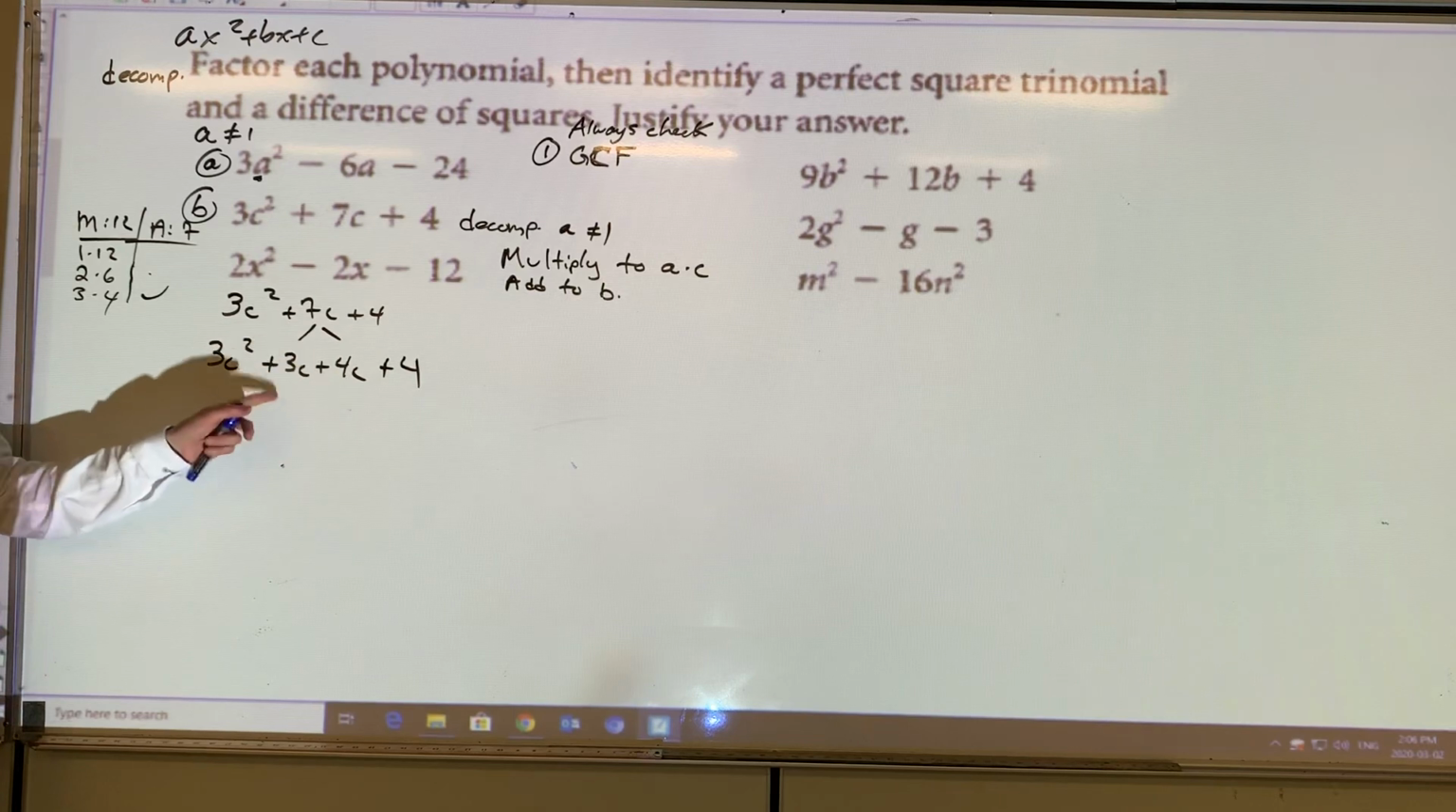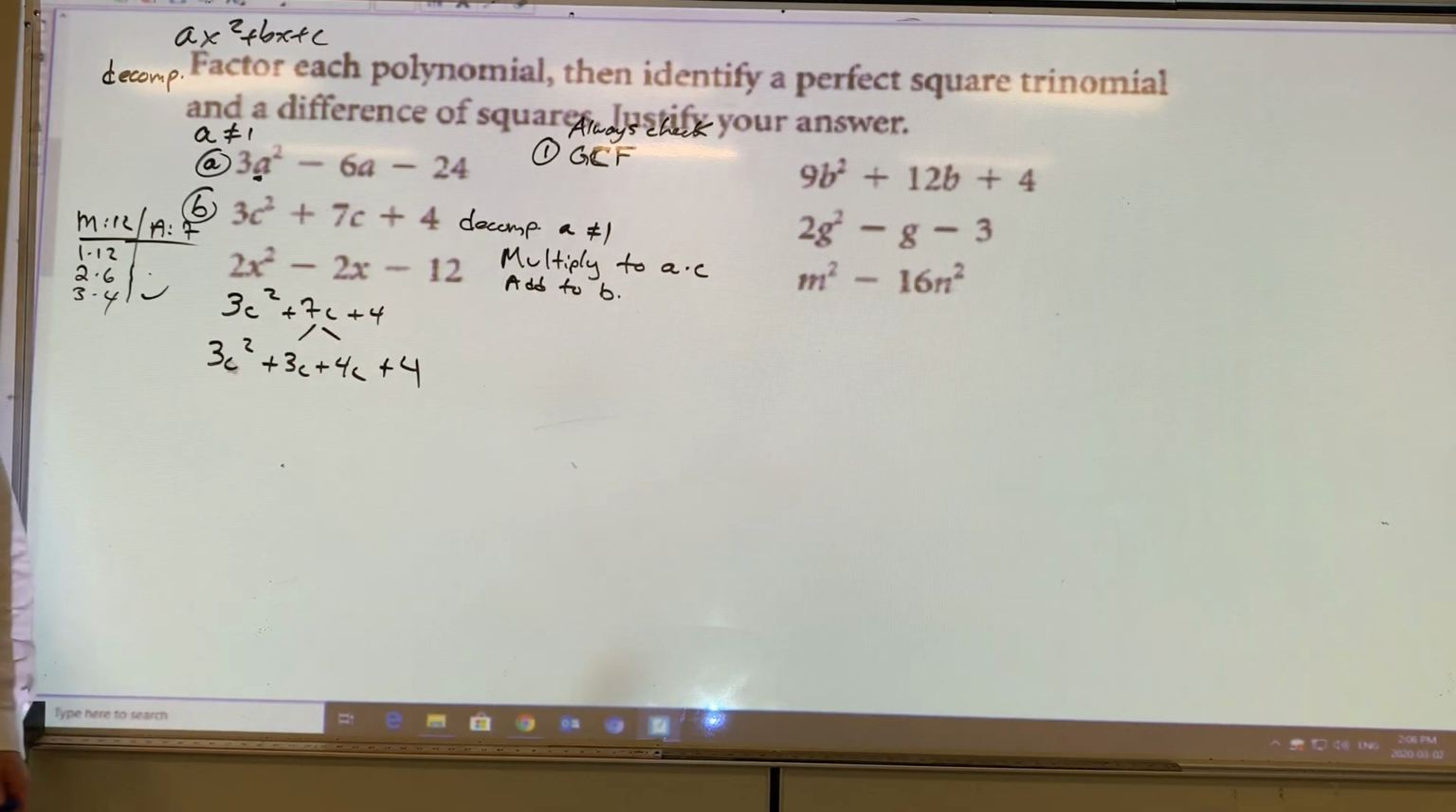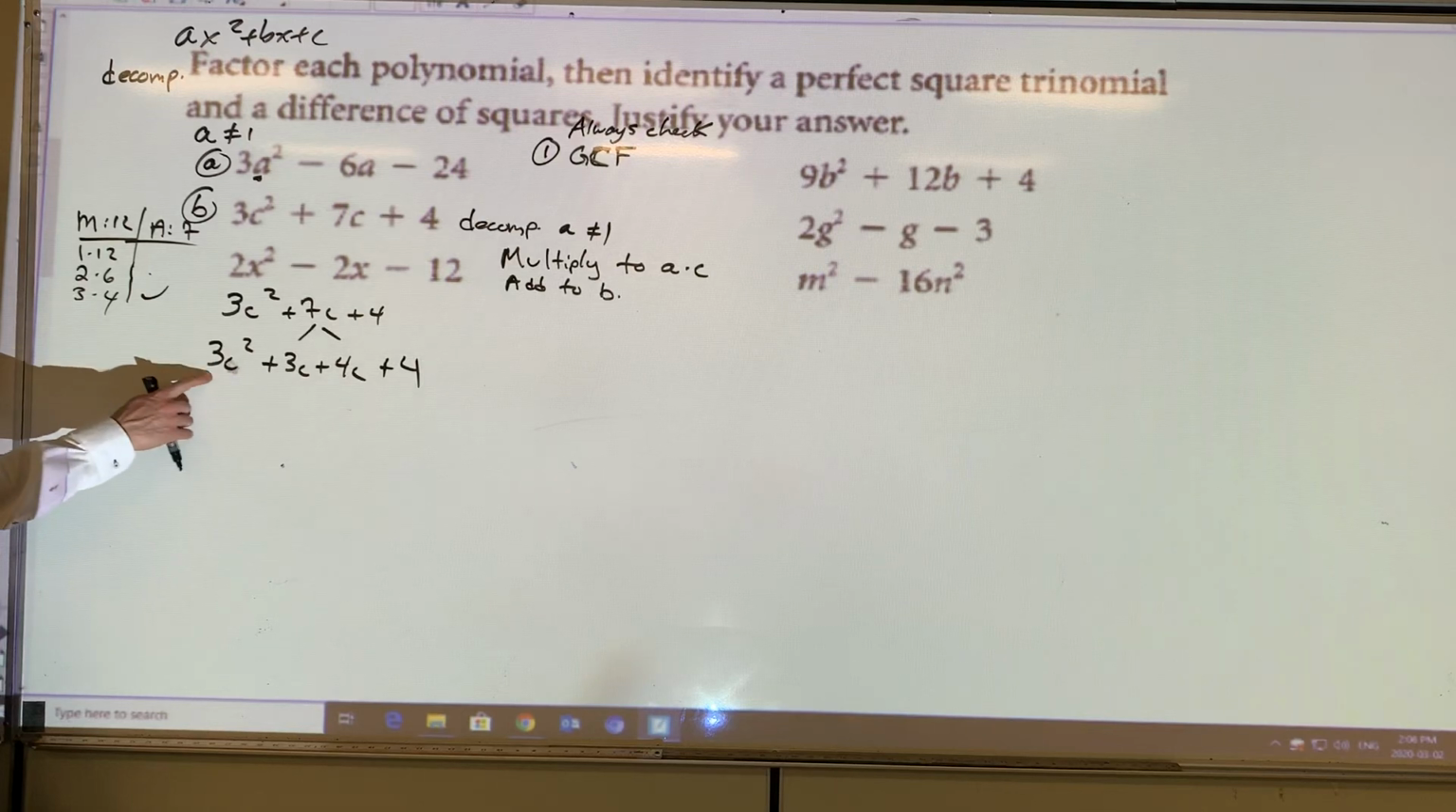Do you guys remember if the order you write those in matters? Like what if I did 4c and 3c? It doesn't. You'll still get the right answer, but if you want to make it just slightly easier, try to write the term that has a greatest common factor bigger than 1 first. That matches this. So I wrote 3 and 3 because they're both divisible by 3.